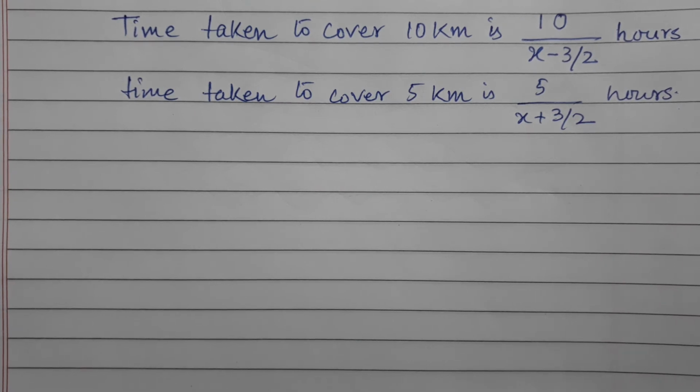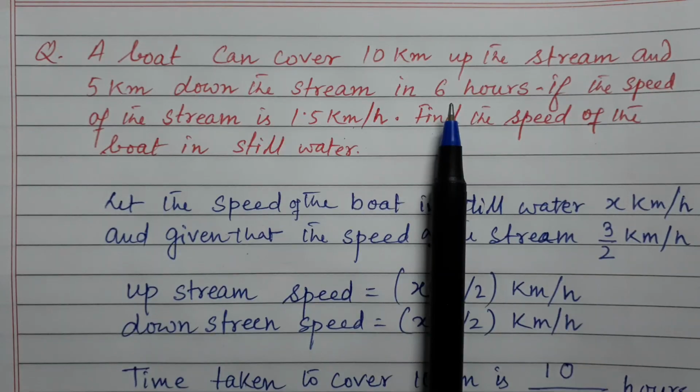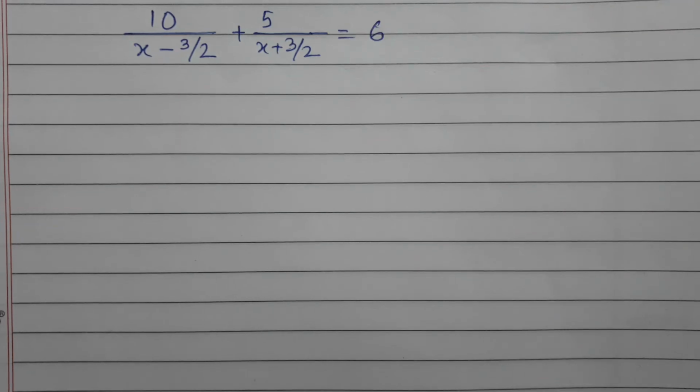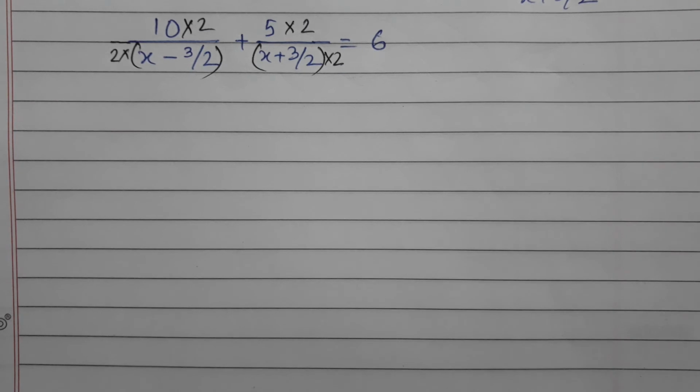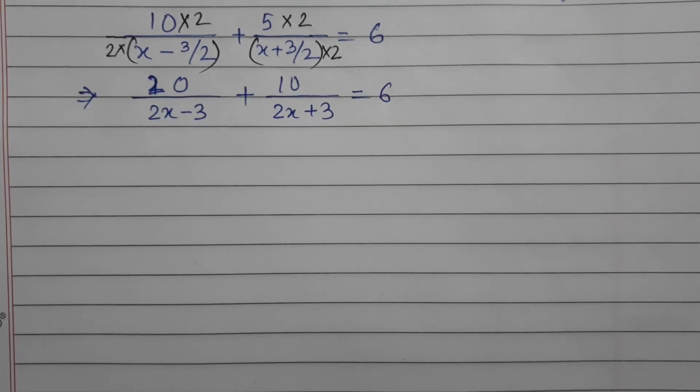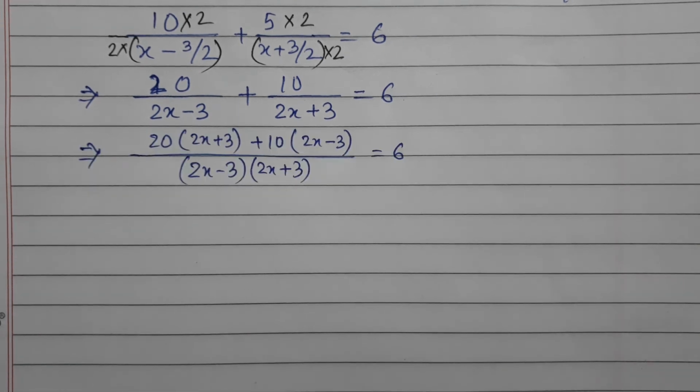Now the total time should be 6 hours as it is given here. Therefore, we can write 10 by x minus 3 by 2 plus 5 by x plus 3 by 2 is equal to 6. Now let us multiply 2 in both numerator and denominator in both the terms. Then the equation will become 20 by 2x minus 3 plus 10 by 2x plus 3 equals 6. Now after adding the two fractions in the left hand side, we get this expression.